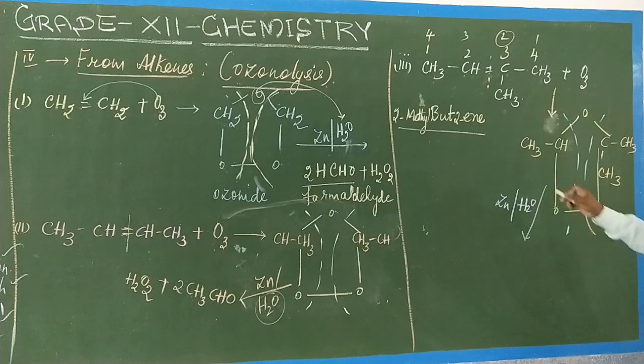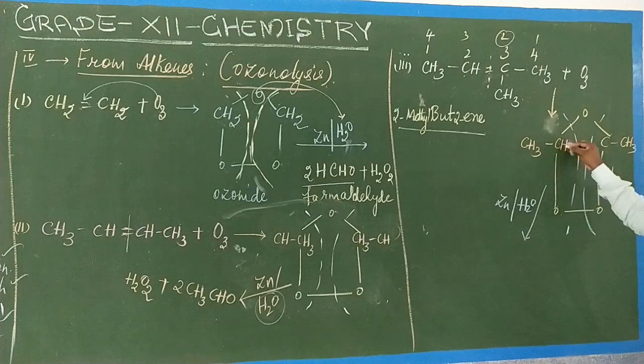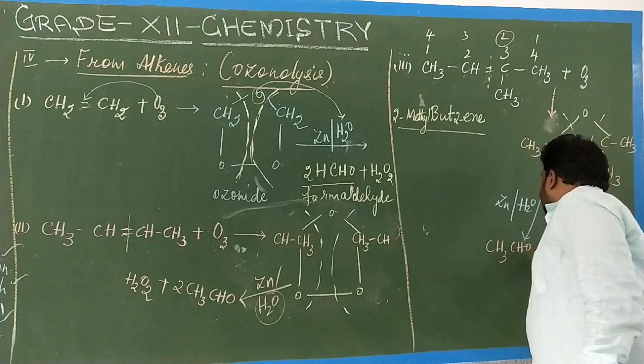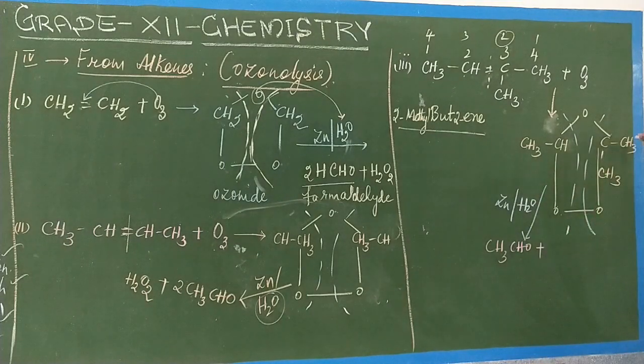What is the product? CH3CHO, correct? The product is CH3CHO, one product, plus what is the other product?